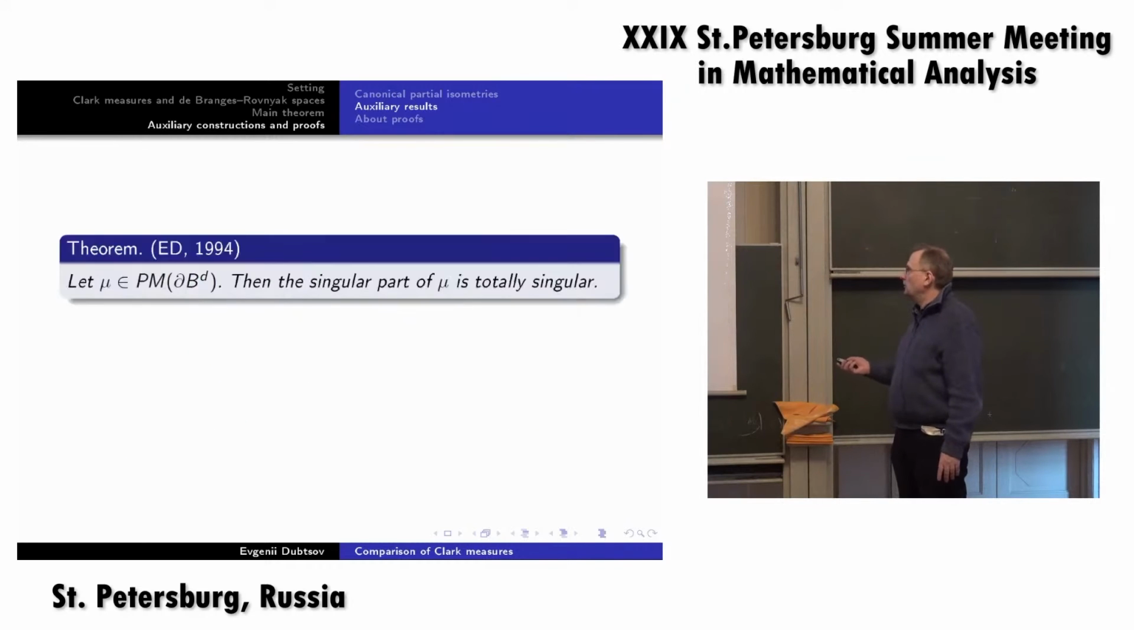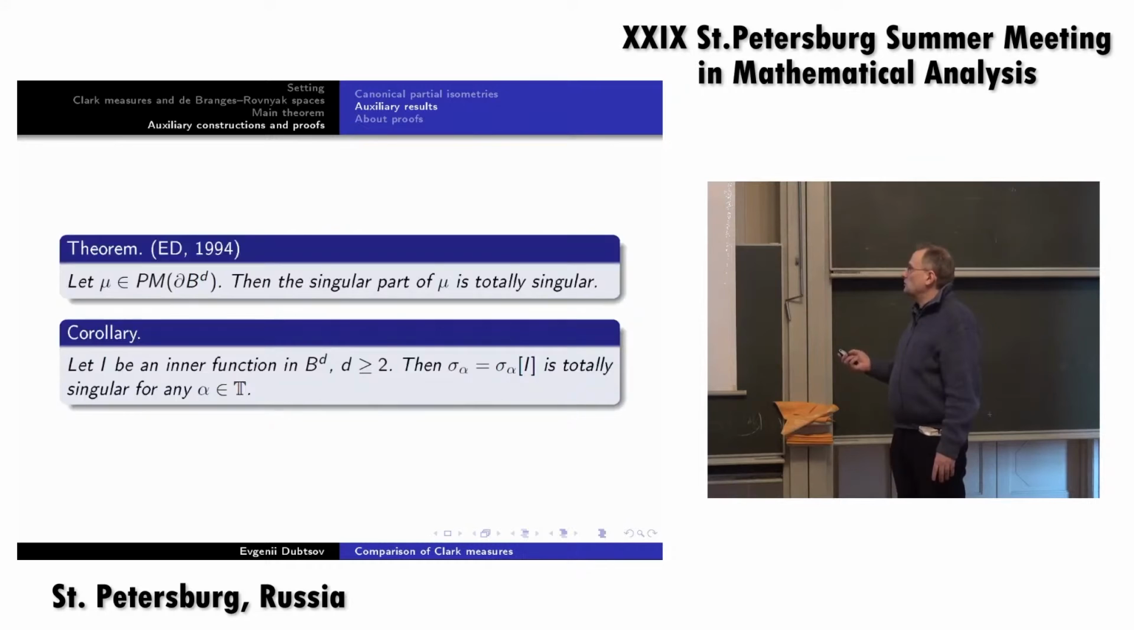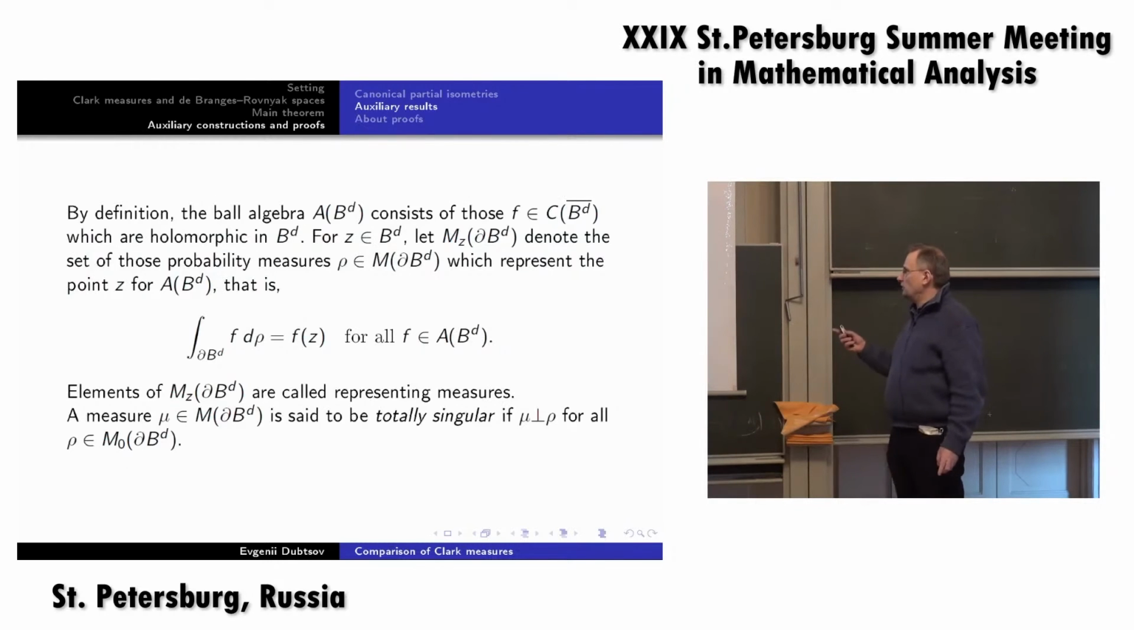So once we have this, in the previous slide we said that the measure is totally singular if it is singular with respect to every representing measure. In the case of the unit circle, it means just a singular measure because we have just one representing measure, the probability Lebesgue measure on the circle. In this case, we have a pretty large family, and if our measure under consideration is singular with respect to all measures in this family of representing measures, we say that the measure is totally singular.